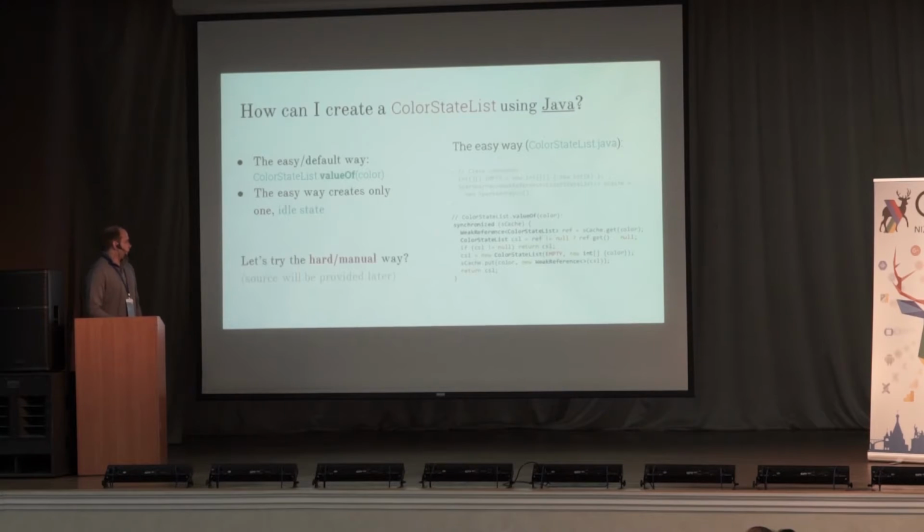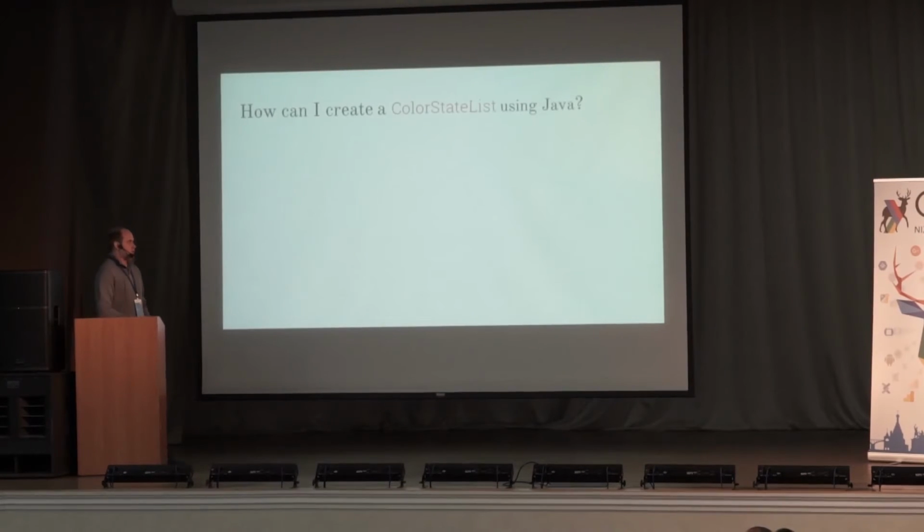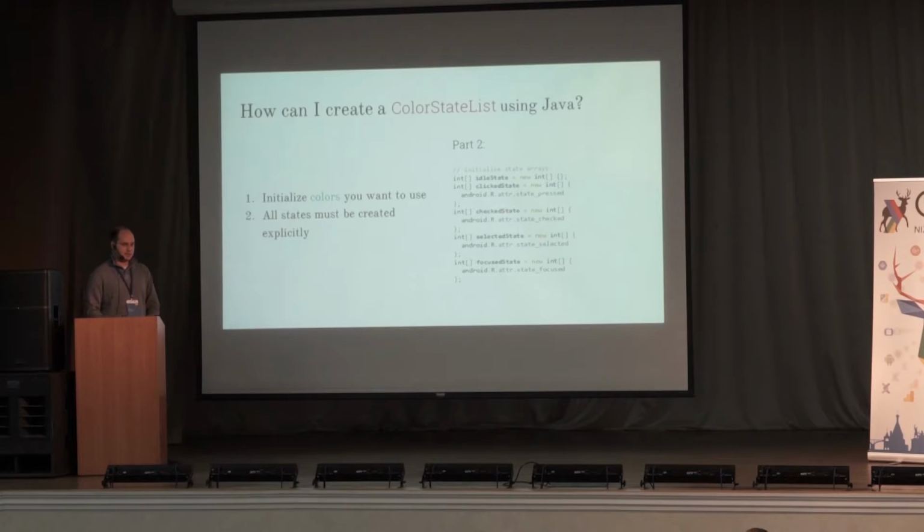But if you're doing something complex with colors, then you'll probably hit a bump, and you'll have to do it manually. Let's try the hard or manual way to create a color state list. The first step is to initialize the colors you want to use. I've used idle, clicked, checked, selected, and focused, so five colors here. All are just random colors. The next step is to create the states explicitly. This is something you just copy paste. It's confusing. Every state is an array, and there is a reason for it. If you're interested, you can find me later. It's a long discussion, but it actually makes sense why each state is an array.